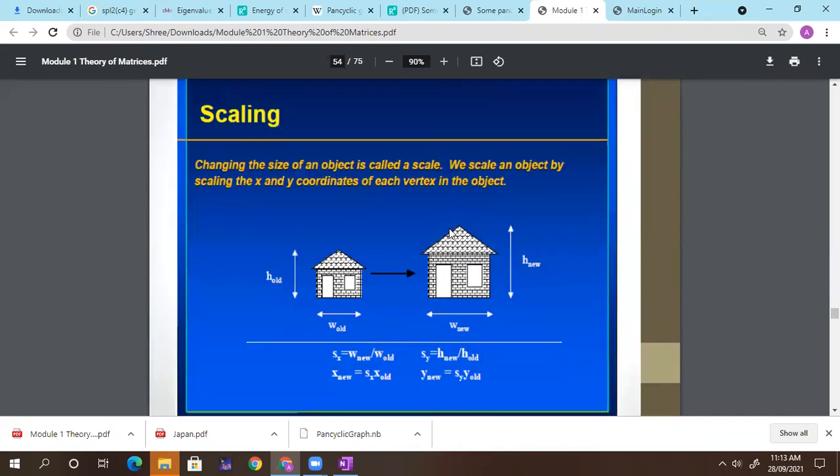So what happens with scaling? Scaling means you either enlarge the picture or you make the picture a smaller size. Initially you have some width and some height. This is in 2-dimensional space only, not 3-dimensional. So in 2D, we are dealing with only width and height. If I want to enlarge that, I'm going to increase my width and increase my height. Yes or no?